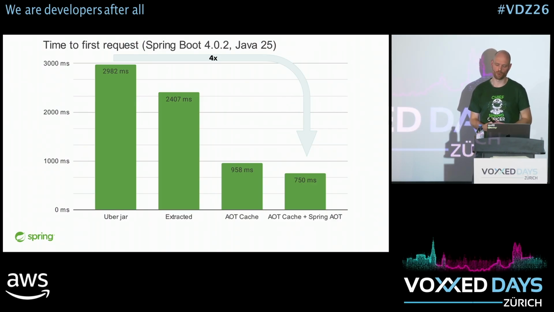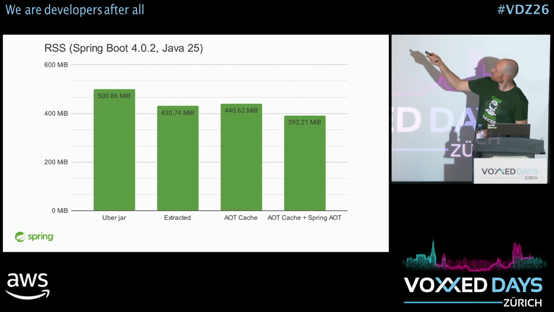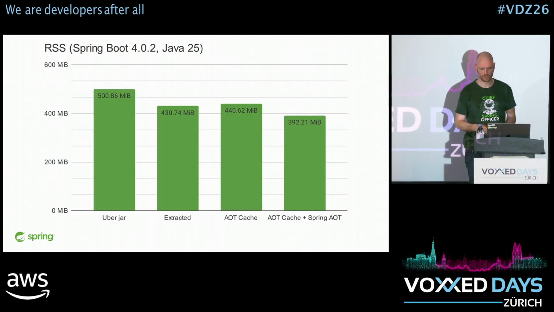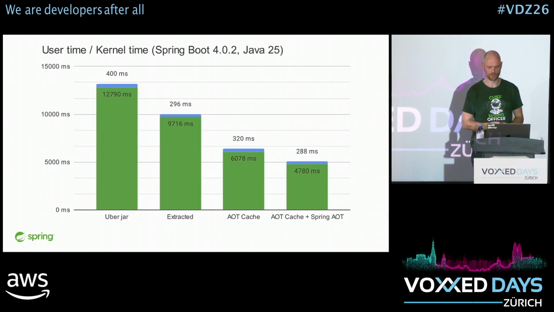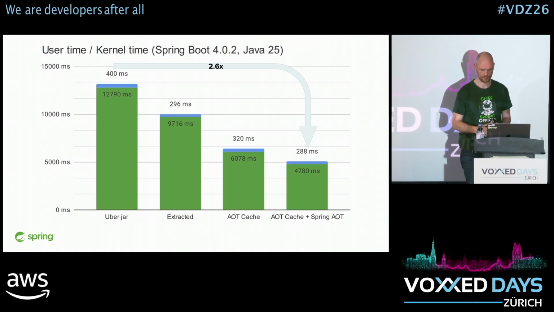Spring AOT has the drawback that you can't change your bean arrangement after you have built your application. So for example, profiles or other properties which enable or disable beans don't work anymore. But usually you can work around that. And if you don't need the 200 milliseconds, just don't use it. The RSS goes down a bit too. Here, we're down to 400 megs. And the user and kernel time goes down a bit too. It was a factor of 2, now it's a factor of 2.6.